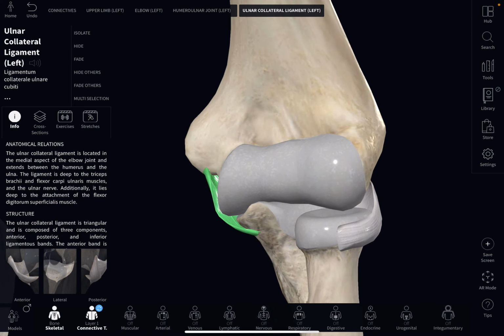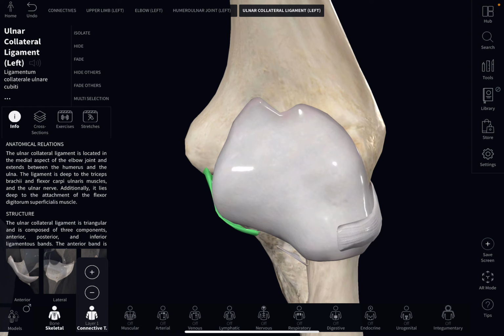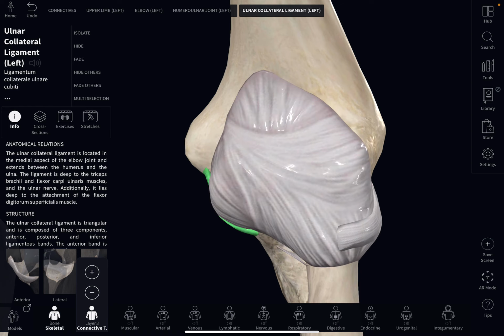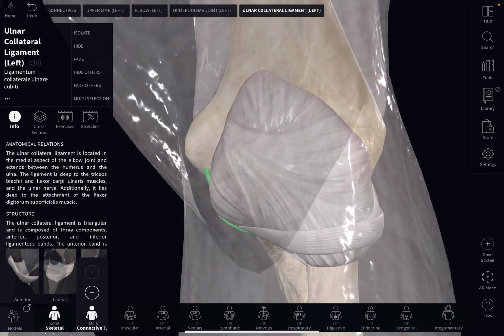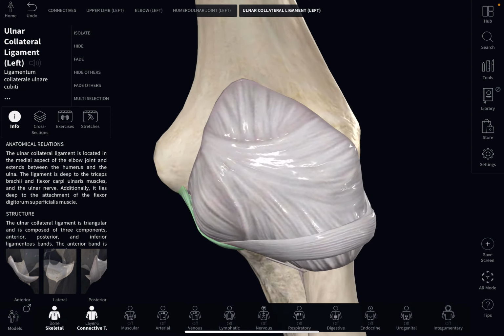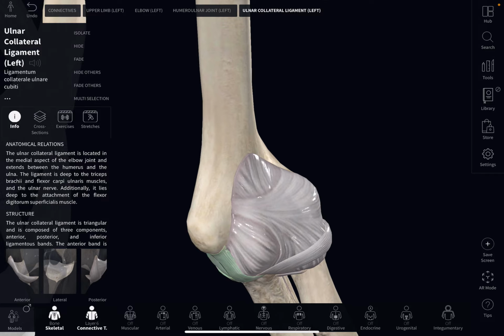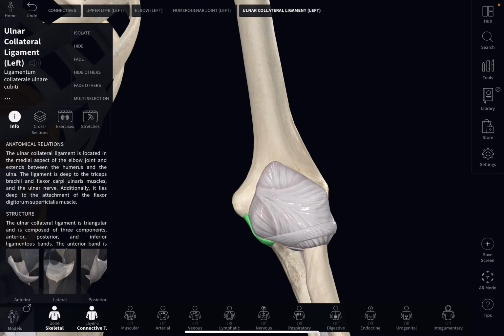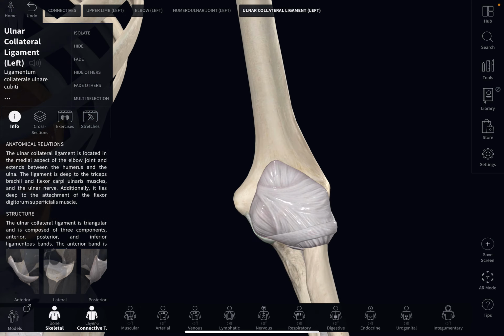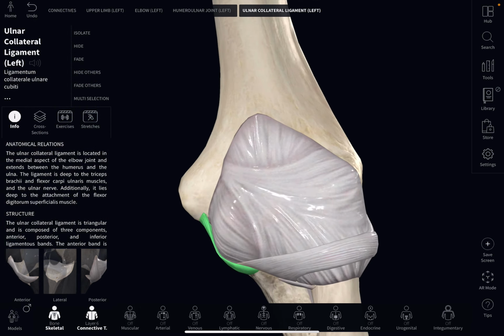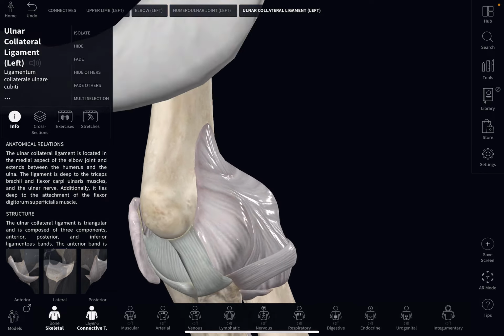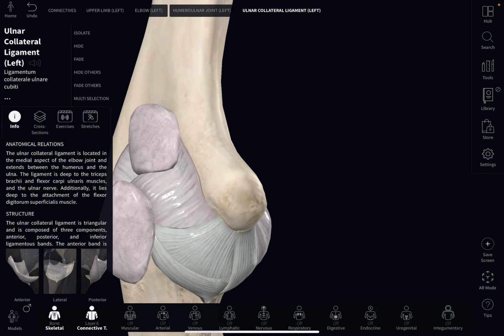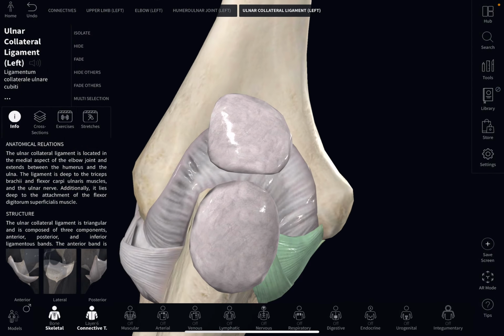Now let me see. This is the joint capsule of the elbow joint. So here we can see the attachment of the joint capsule. So the epicondyles are actually outside, right? Epicondyles are outside the capsule, whereas the fossae, they are completely inside the joint capsule.